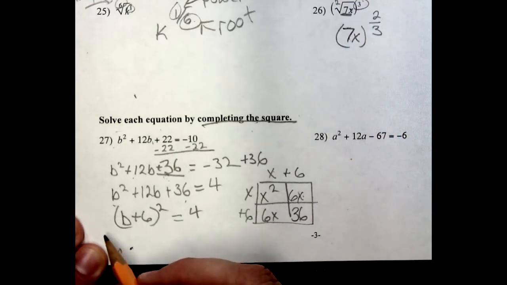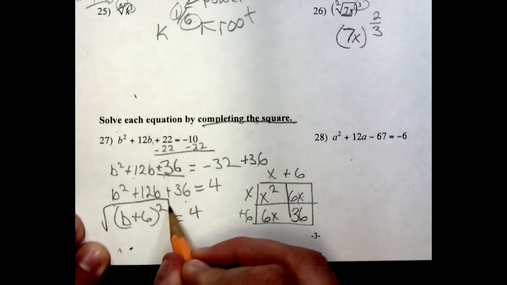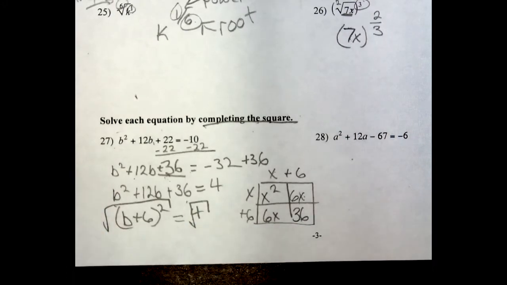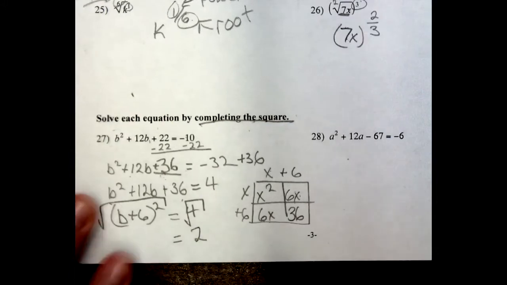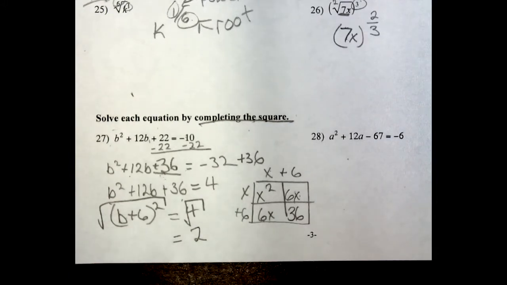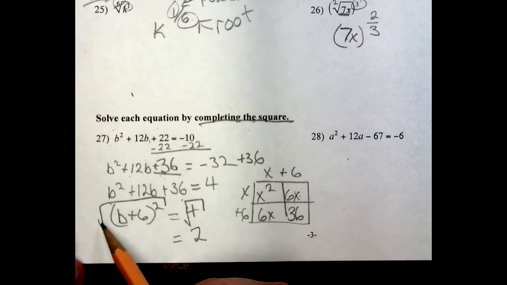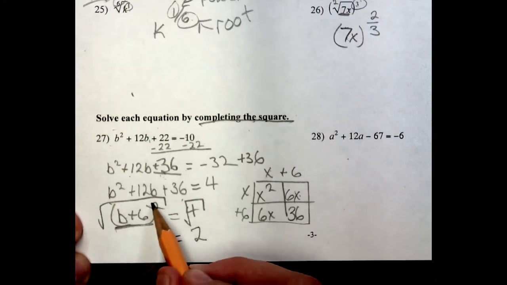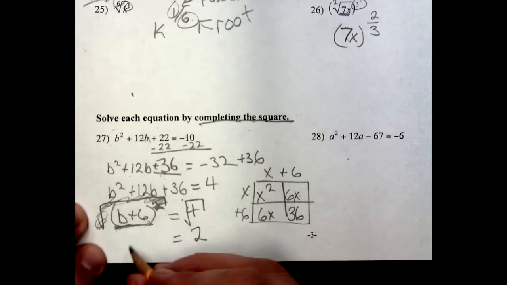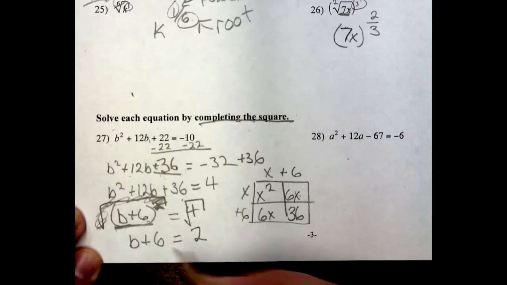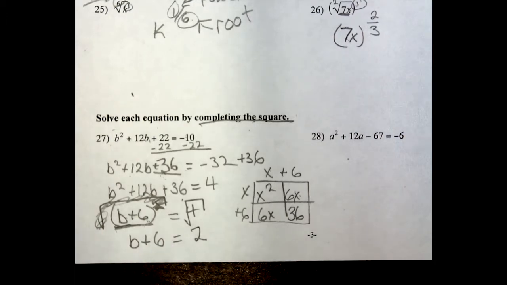Can I take the square root of this side and the square root of this side? I'll do this side. I know that the square root of 4 is 2. What's the square root of all this stuff that's squared? What did I say earlier? I said that when you have something squared and you take the square root of it, it undoes the square and you're left with just the base. The base in this case is 6 plus b, or b plus 6.